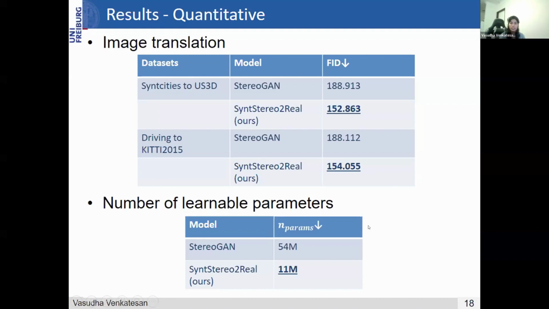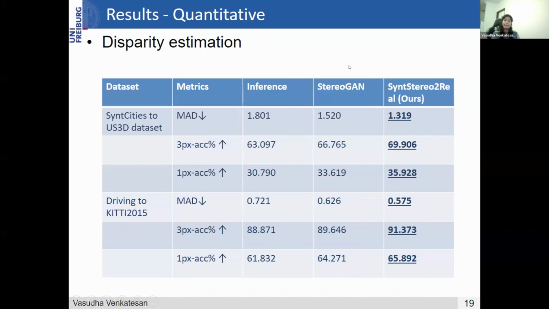And in terms of the number of learnable parameters, StereoGAN had 2 networks. One was CycleGAN and DispNet, and it tried to optimize them together. So it had 54 million parameters, but I think SyntStereo2Real is just an image translation network with an additional loss as a disparity constraint. So it has only 11 million trainable parameters. Yeah, and for disparity estimation also, the MAD has significantly reduced with our network, and the accuracy has also increased from the baseline for both datasets.